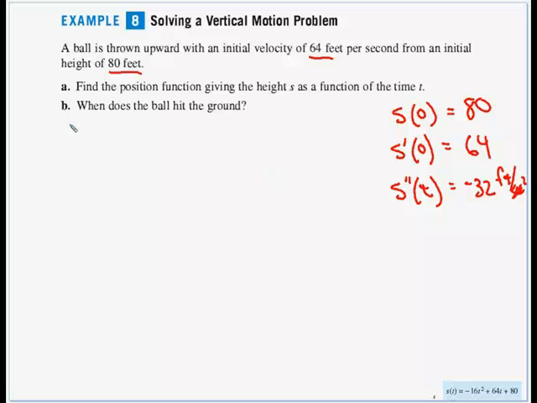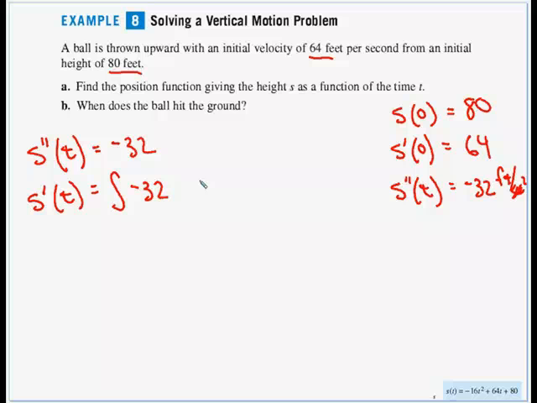Now we're sort of going to go backwards. We know our second derivative, s double prime of t, is equal to -32. So we can use this to find our first derivative. S prime of t is going to be the antiderivative of -32 dt. Integrate with respect to t. So when we do that, we're going to get -32t plus the constant c.